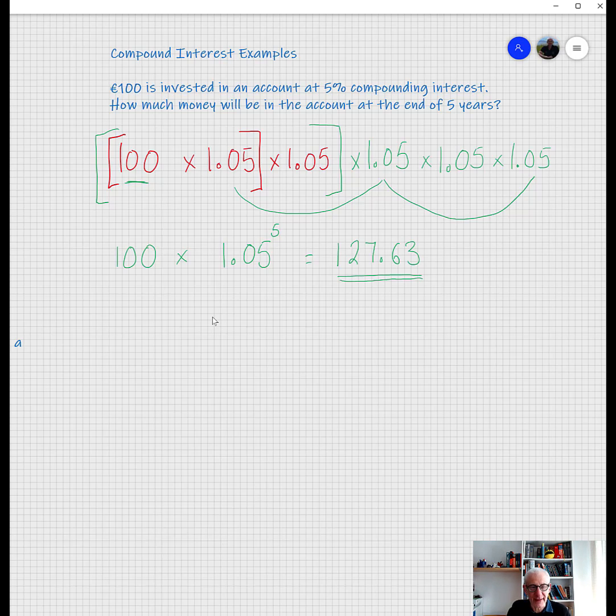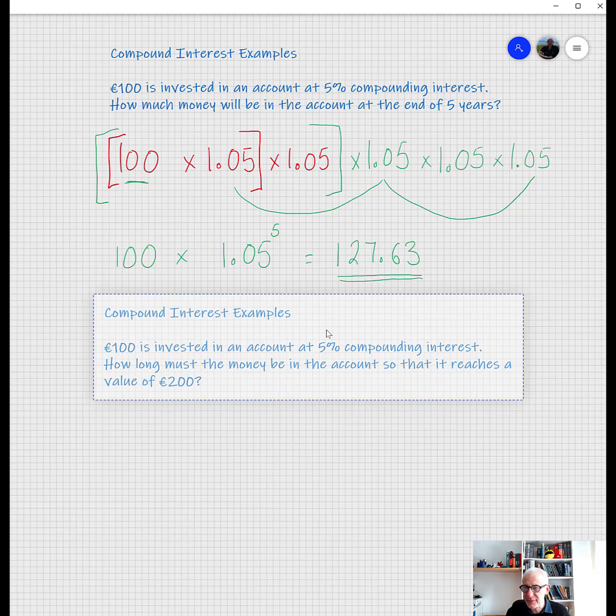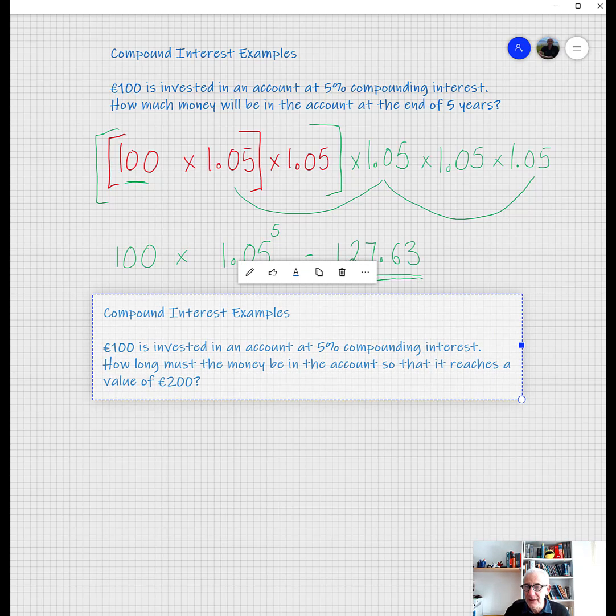Now the flip side of that is an interesting idea. What happens when you have got the following problem? Once again, we take 100 euros, whatever, invested in an account at 5% compounding interest. How long must the money be in the account so that it reaches a value of 200 euros? Okay, so this is like a flip question.